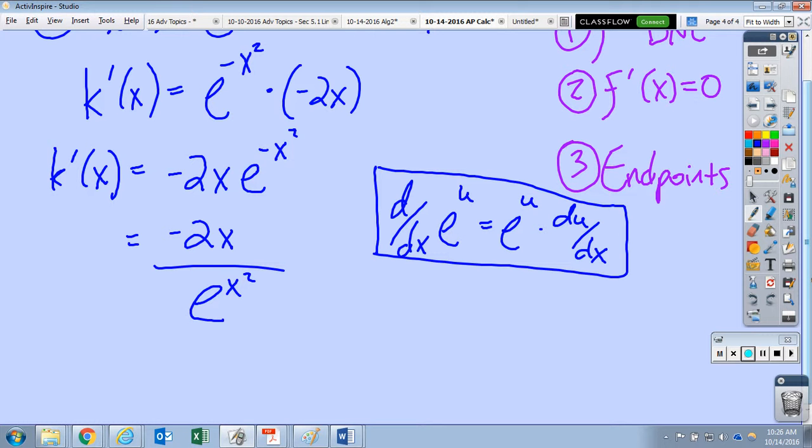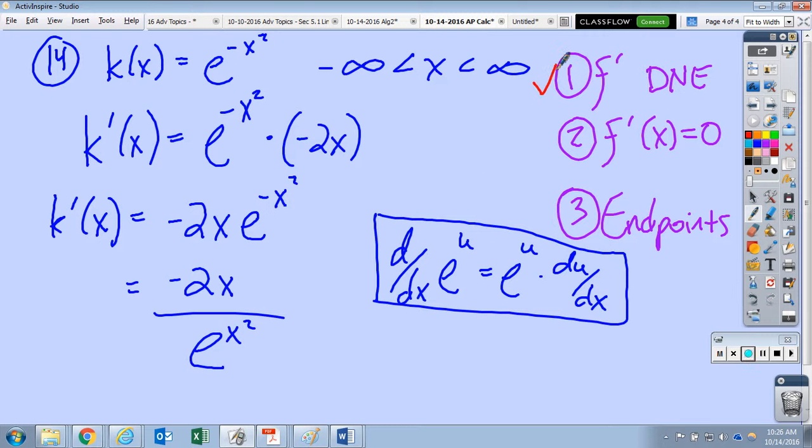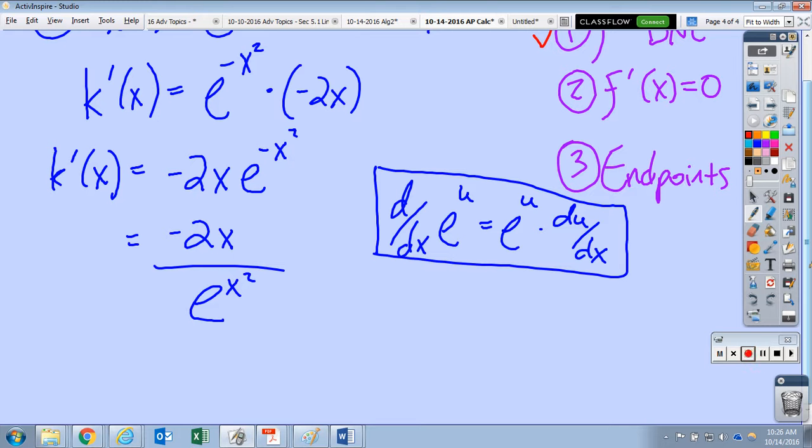So is there any value of x where k prime of x does not exist? Can we in any way have division by 0? No, so that's taken care of. Is there any value of x where k prime of x equals 0, which is the second point to look at? Yes, when x is 0, because you'd have 0 divided by 1, which is 0.